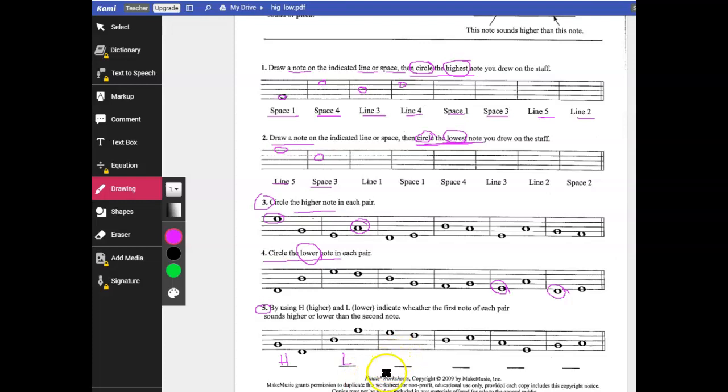I'm going to do one more for you, and then you're going to complete the last three. Even though these are close to each other, one is higher than the other. If you notice that this is on the fourth line, this is on the fourth space. Because it's higher on the staff, this one is indicated as a higher note. So now what you need to do is complete number 5, make sure that you have all of it answered, and then turn it into Classroom if you are at home.